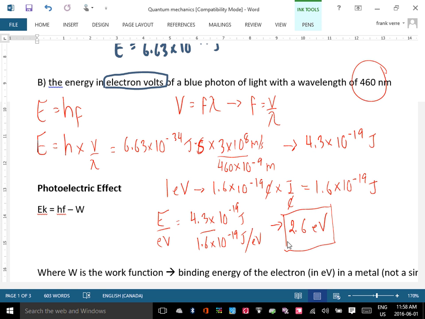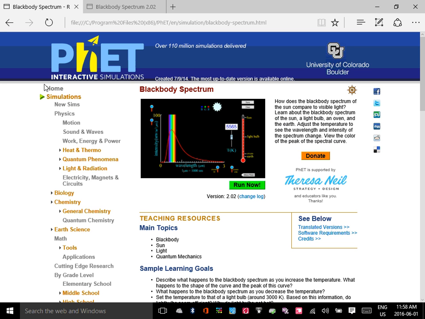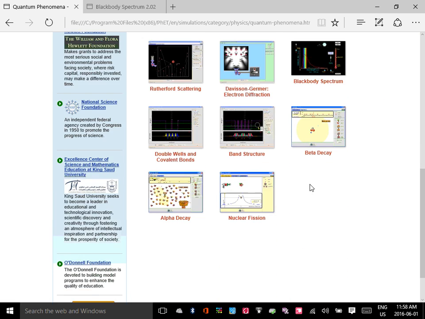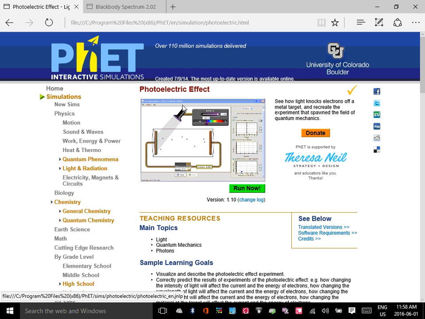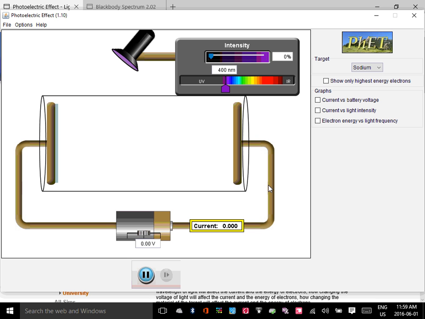Now, the other simulation I wanted you guys to look at was the photoelectric effect. So let's take a look at the photoelectric effect. Where's the photoelectric effect? Quantum phenomena, photoelectric effect. So here we go, right here. Run. Open. You guys play around with this? Okay, so let's take a look.